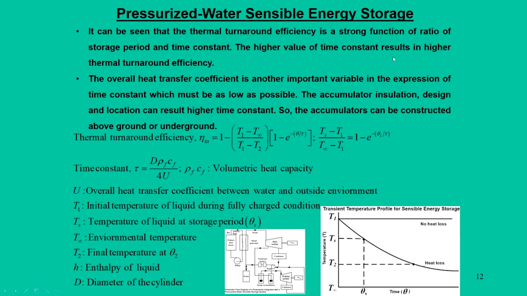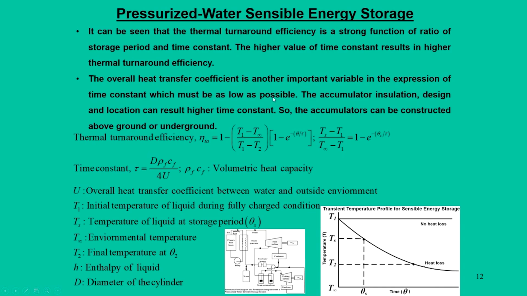So, a higher value of time constant will result in higher thermal turnaround efficiency. So, the main intention in the design of a steam accumulator is that we should choose a higher value of time constant. But to choose this higher value of time constant, the overall heat transfer coefficient should be minimum. That overall heat transfer coefficient is a complete function of the thermal resistance that occurs for a variety of modes of heat transfer like conduction as well as convection, and also depends on the volumetric heat capacity. So, this is the reason we need to have overall heat transfer coefficient as low as possible.